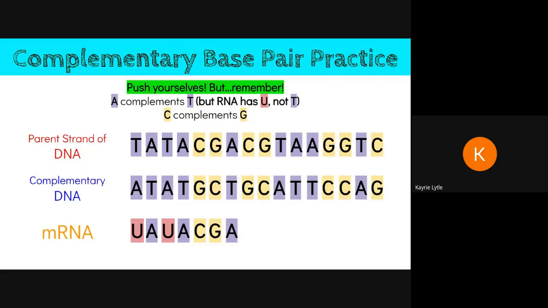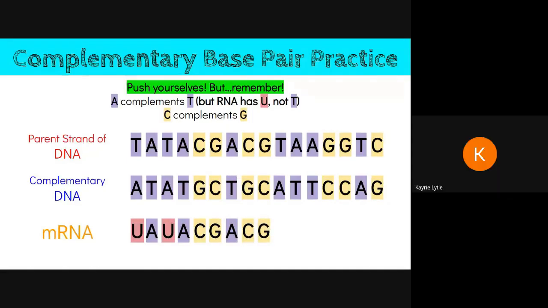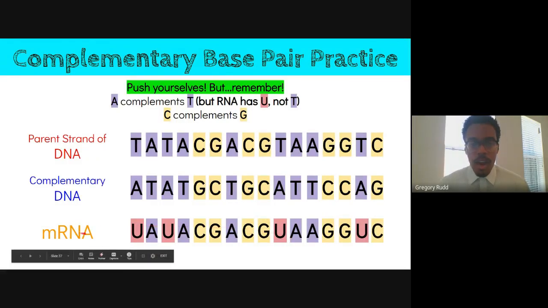We're going to continue practice with this. C. G. Well, that's U. U. That's good. A. G. G. U. And then C. Excellent. So we see that RNA does not have any T's. Any place that I would have put a T, I needed to put a U. We're going to practice more with this.